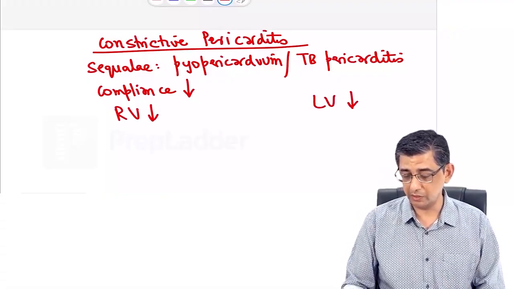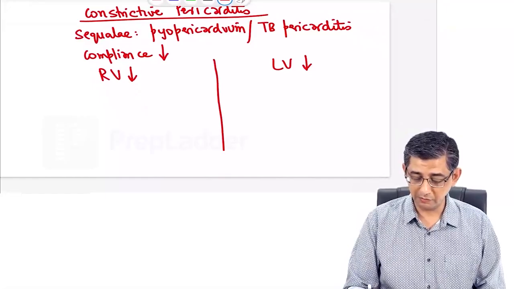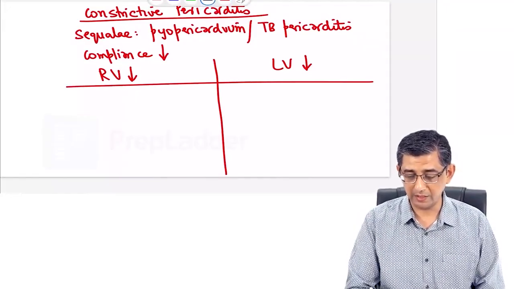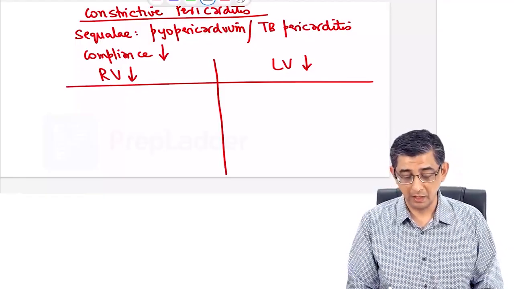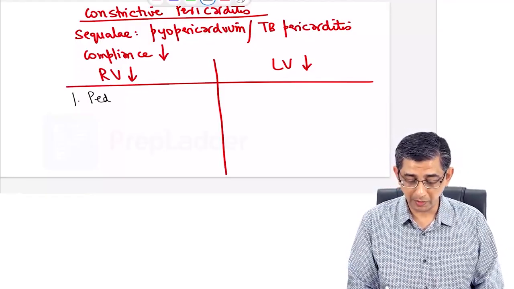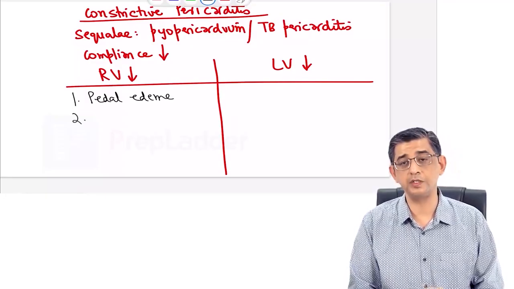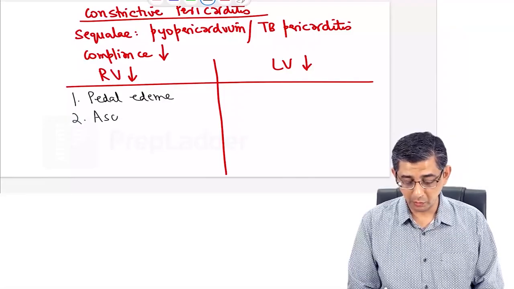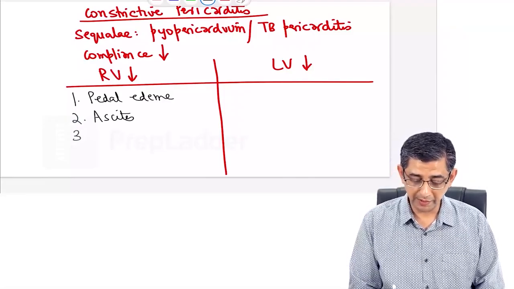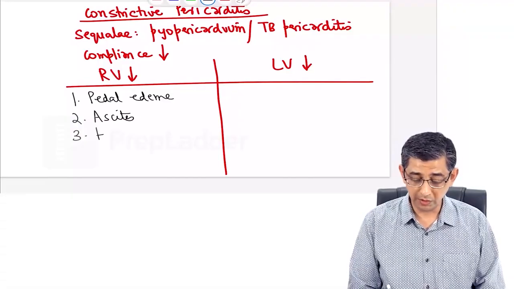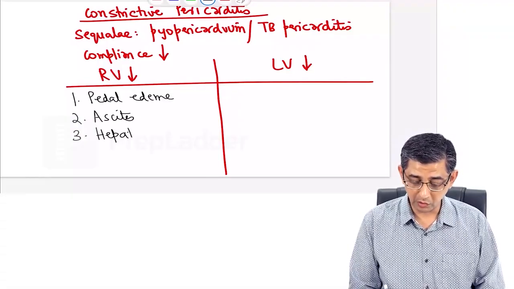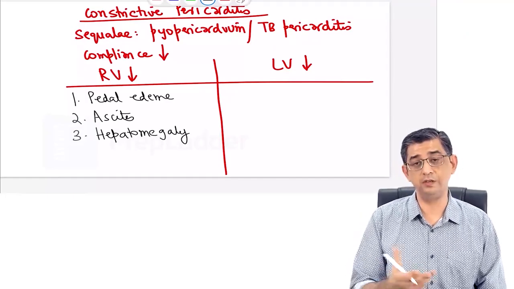So since the compliance of the ventricles will be hampered in this case, I'm going to describe to you what will be written in the MCQ for a condition where RV compliance is lesser and LV compliance is lesser. If blood is not able to come properly into the right ventricle, then there will be ankle edema or pedal edema developing in the patient. Since the pressure in the portal system will begin to rise, there might be ascites.